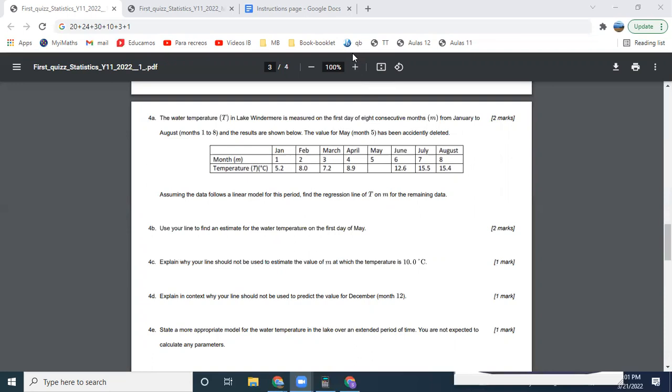T on M means that this must be the Y and this the X. Okay, so if we want to graph this, the X will be the M in this case because it says T on M. If it says, for example, A on B, then the first thing that is named should be the Y and the second one, the X, right?